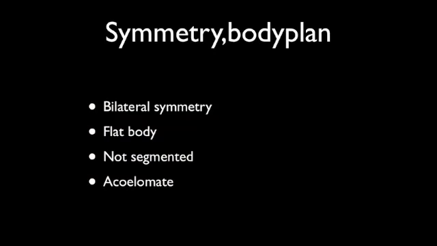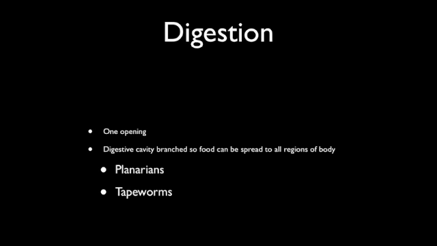So, their symmetry and body plan. They have a bilateral symmetry, their body is very flat, and they are not segmented, and they are acoelomates. Digestion. Their digestive cavity has only one opening for both ingestion and egestion, so food can't be processed continuously. Their digestive cavity is branched so that food can be spread to all regions of the body.